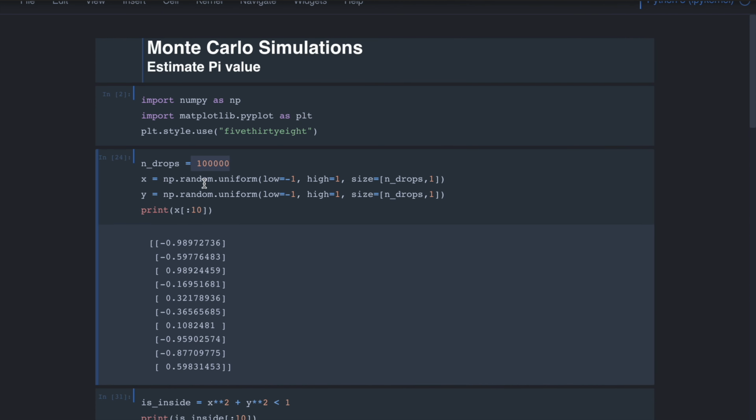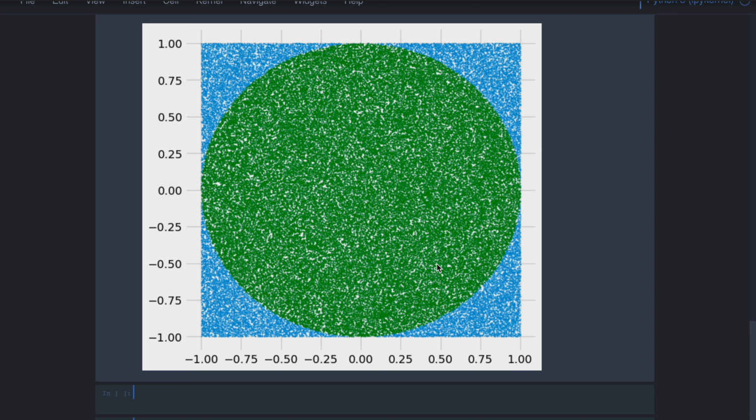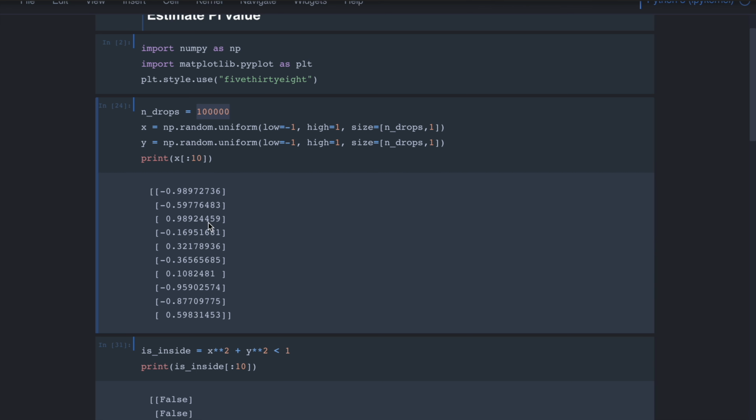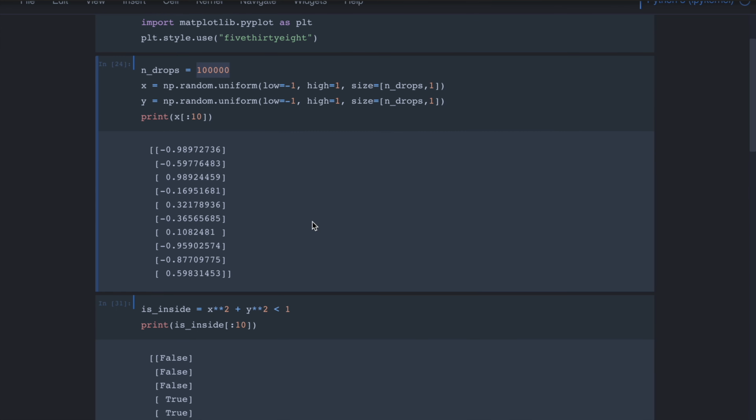Okay, so here we are using a uniform random number generator. So the value should be between -1 to +1, and the number of such numbers is equal to the number of drops, which is let's say 100,000 in this case, right? So we have generated 100,000 x values and 100,000 y values, right? So the first value in x and the first value in y correspond to a point on this plane within this square, right? So if you look at the first 10 values of x, they look like this, right? So they are between -1 to +1 with equal probability.